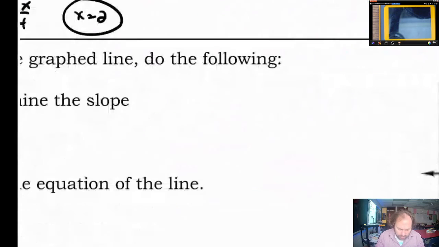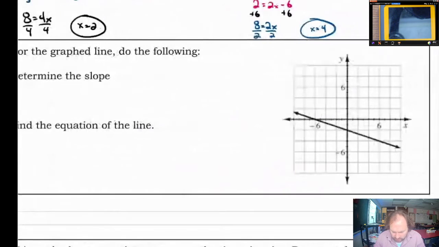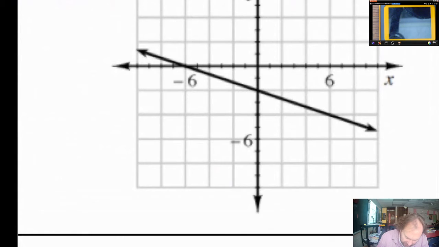The next question is going to ask us to, on the graphed line, do the following: determine the slope and find the equation. So as far as the slope goes, that's as easy as just drawing a slope triangle on here. I guess maybe red is a better color. Maybe orange would show up better.